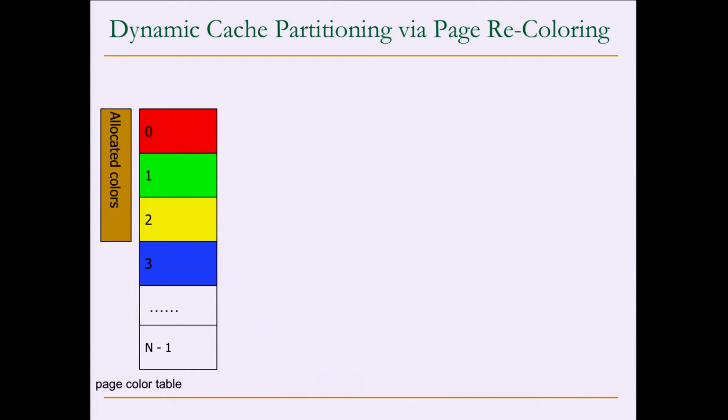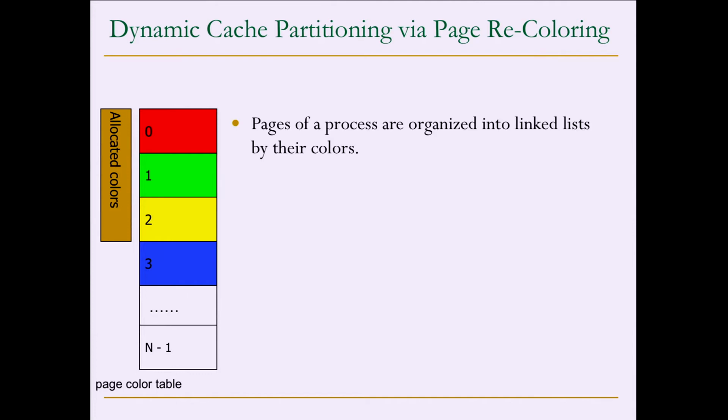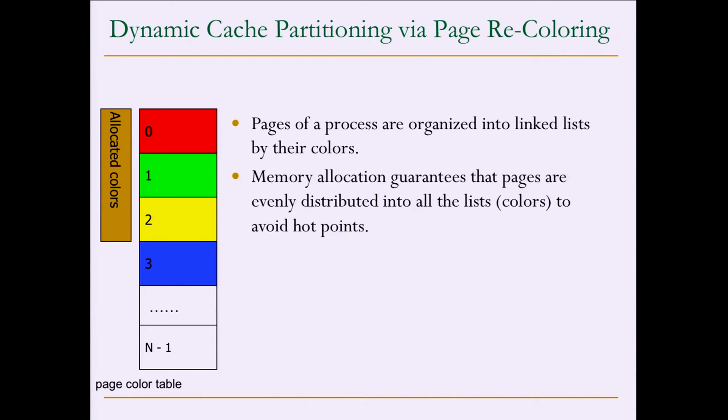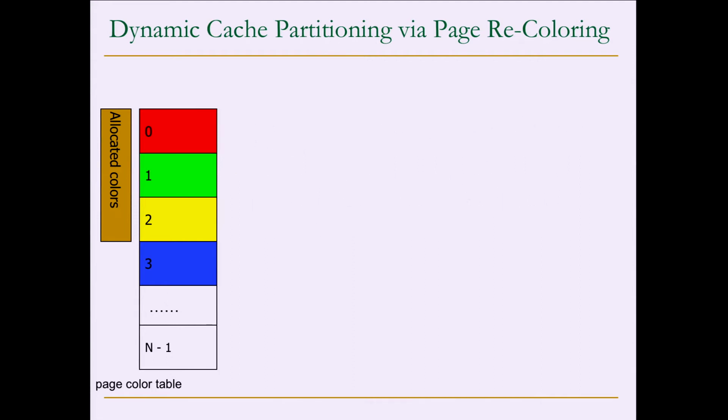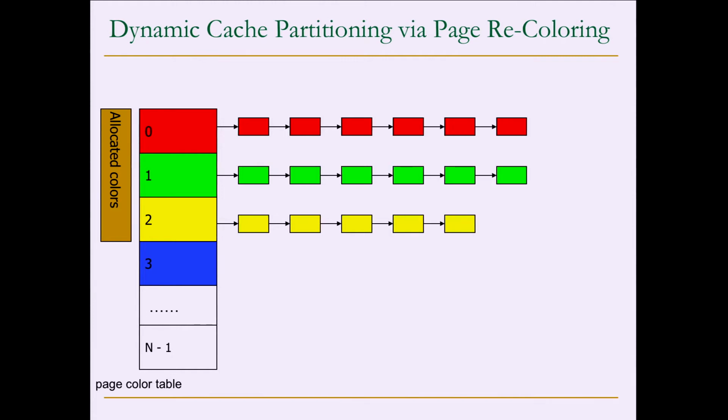Okay, so let's look at dynamically doing this. Let's say these are the allocated colors to a particular process. And how do you do this? Basically, you organize the pages of a process into linked lists by their colors. This is one way of doing it. And the memory allocation guarantees that pages are evenly distributed into all the lists to avoid hot points. And this is actually a problem when you do page coloring, because you have a lot of pages of red, green, and yellow in this case, and you want to balance them perhaps, right? There are a lot of other considerations here that we're not going into, but assume that you've nicely balanced this, right? It's beautiful.